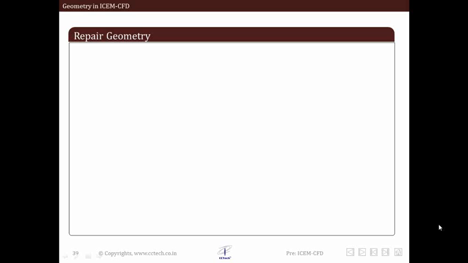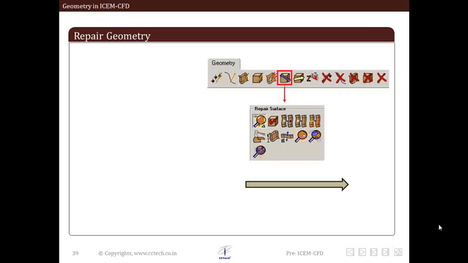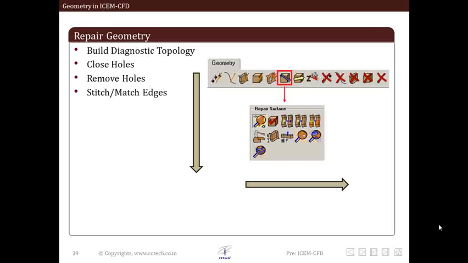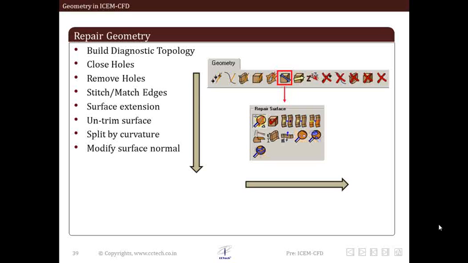Now let us look at some geometry repair operations in ICMCFD. This is the fifth option in the Geometry Functional tab as highlighted in the figure. The main objective in CAD repair is to detect and close gaps between neighboring surfaces. If we click on the Repair Surface option, a window will expand, which includes different options. Let us have a gist of these options as we proceed from left to right as follows: build diagnostic topology, close holes, remove holes, stitch match edges, surface extension, untrim surface, split by curvature, modify surface, bolt hole detection, button detection, fillet detection.